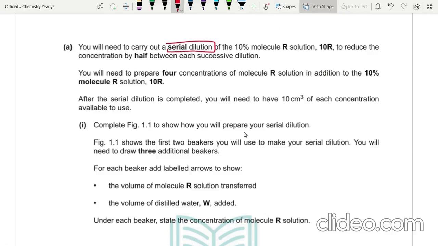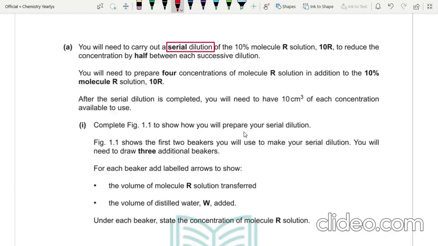In this part we are performing the serial dilution, and they are always going to state a condition together with the serial dilution, whether you are going to be halving the concentration, which is what we do most of the times, but sometimes they ask us to divide it by 10, the 1/10 of the concentration after each successive dilution. So in that case, if for example we have an original concentration of 1%, it will become 0.1, then 0.01, then 0.001, and like that. But here they are asking us to reduce the concentration by half between each successive dilution.